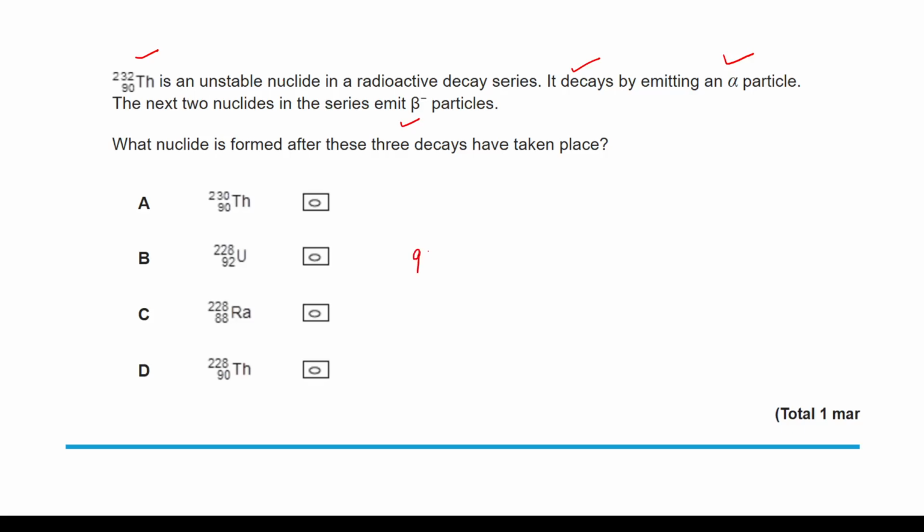So I'm going to write it like this: thorium 92, 232 emits alpha. Okay, I don't know what's going to happen here. After emitting alpha, it will be 90 and 228. Okay, this one then would emit a beta. It would become 91. The atomic number increases by 1. And then another beta particle, 92.